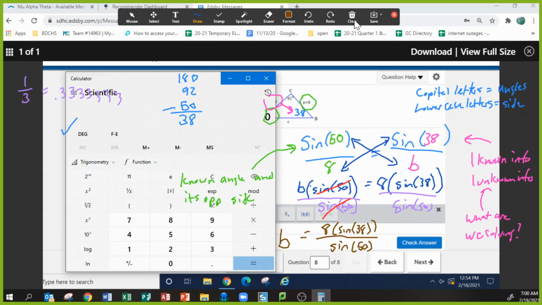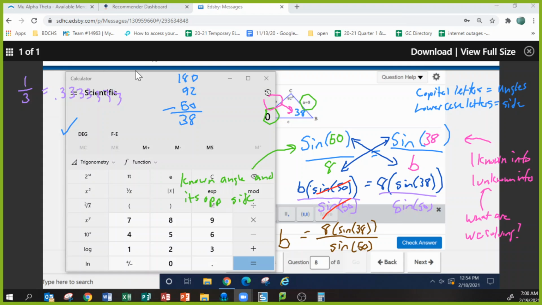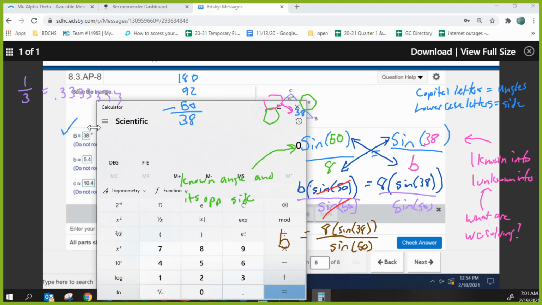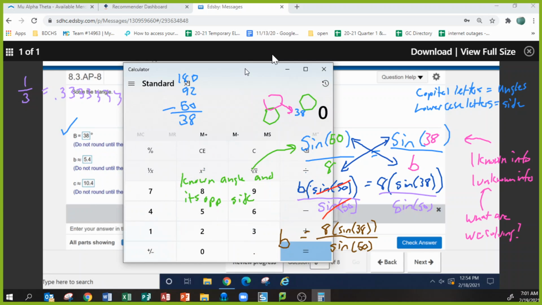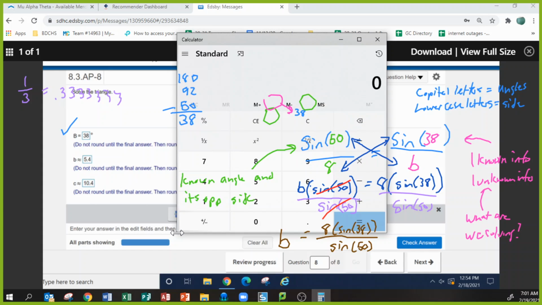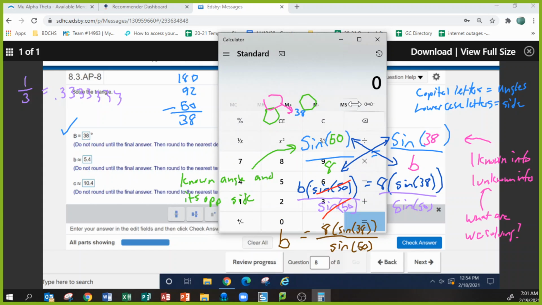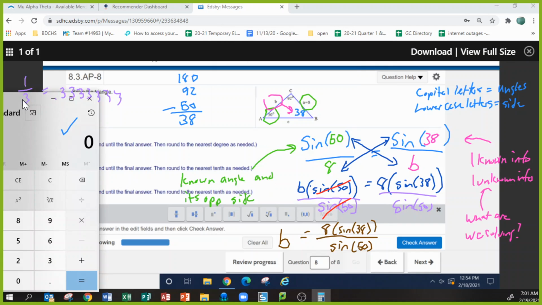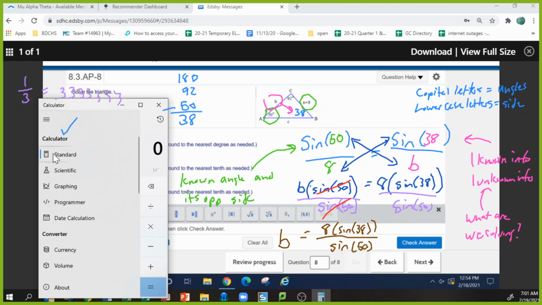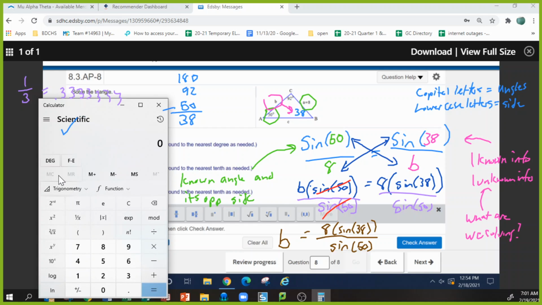I am using a Windows computer, and the first thing I want to do whenever I open this is, if I don't have this trigonometry button to get my trigonometric functions, I'm going to come up here, and I'm probably in standard form, right? I just have a basic calculator. Not everything we need to be successful. See if I can make this just a tad bit smaller. No, this is okay. So I'm going to go ahead and change it back to scientific so we can actually answer our questions.